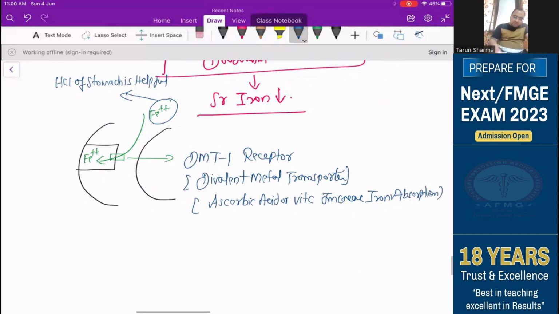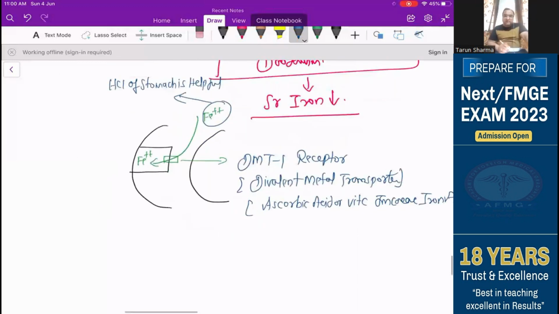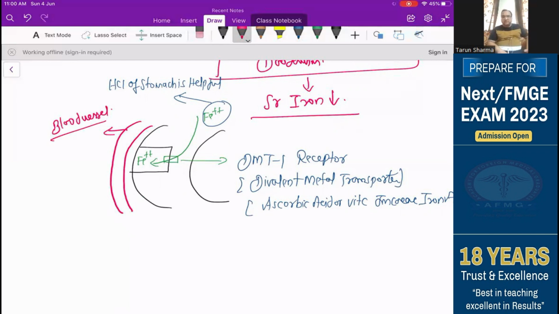Okay. So here, when this ferrous form of iron is going inside the duodenal cells, that will be done by the divalent metal transporter. But we are not finished here. Why? Because this iron has to reach the blood itself. So this is the nearby blood vessel, and we want the iron to reach the blood, and from the blood it will reach the bone marrow, and in the bone marrow we are going to utilize that iron to make the hemoglobin molecule.